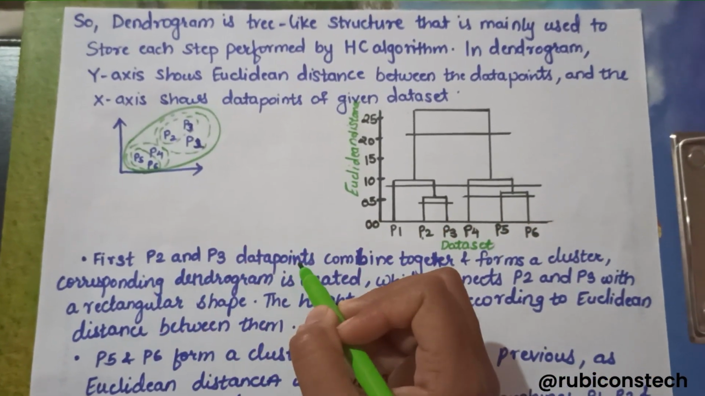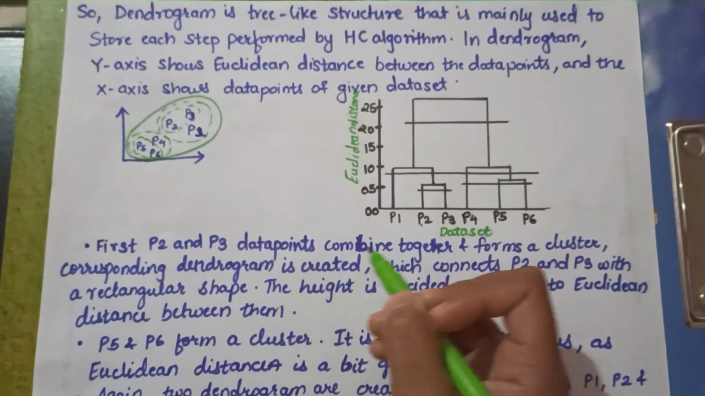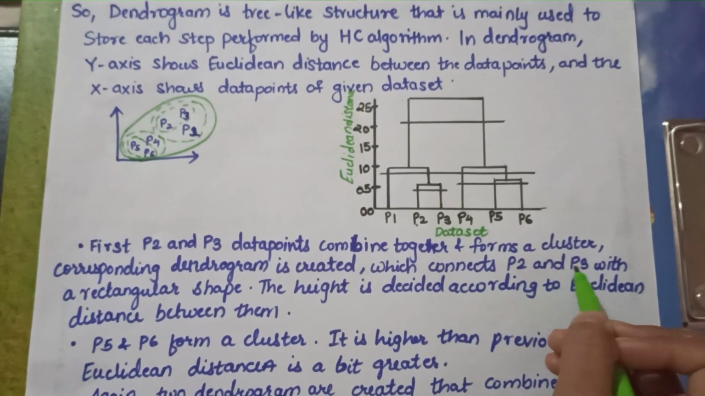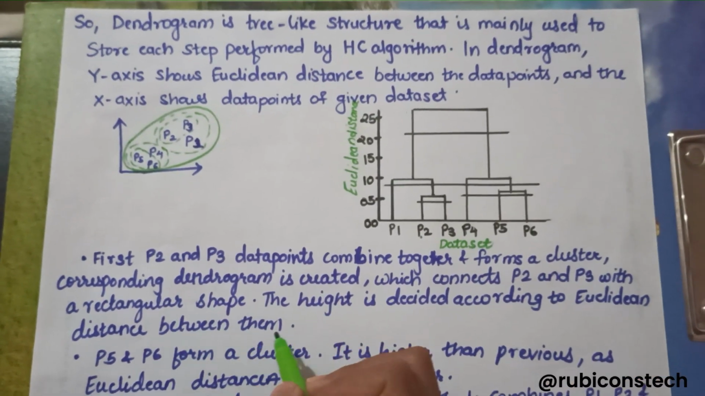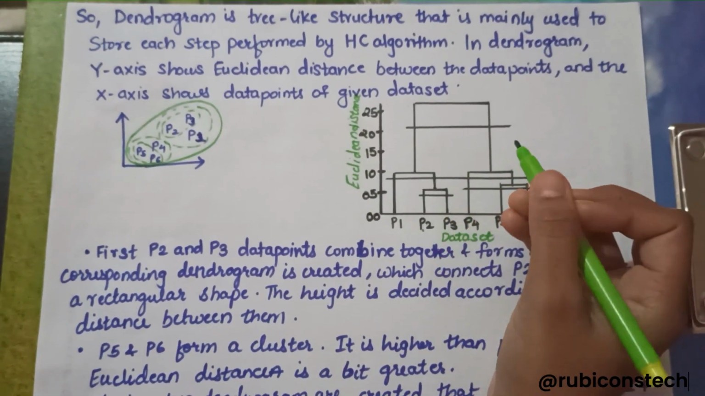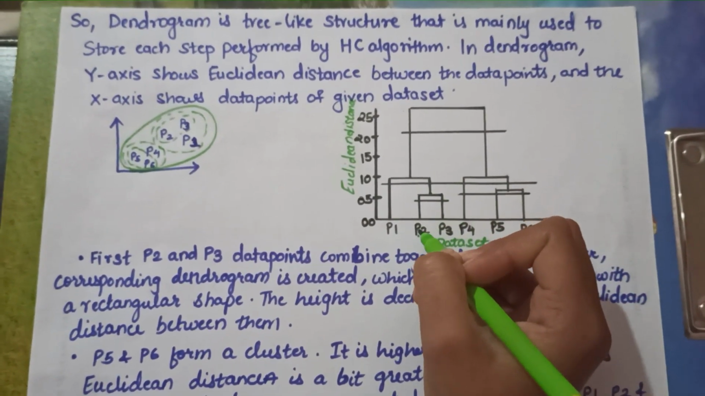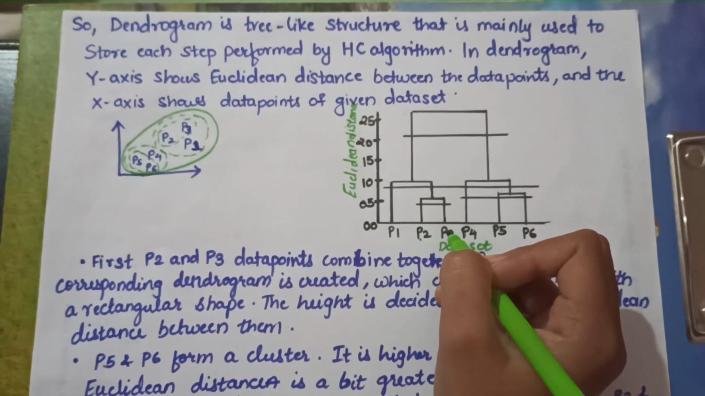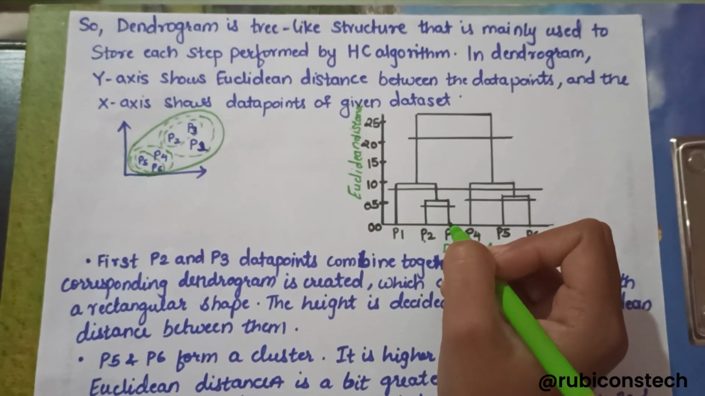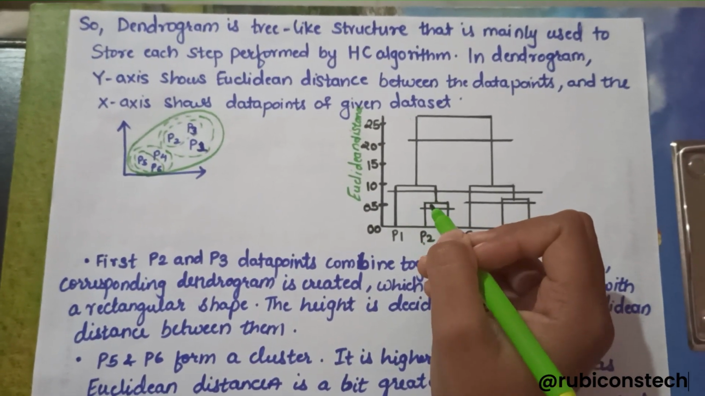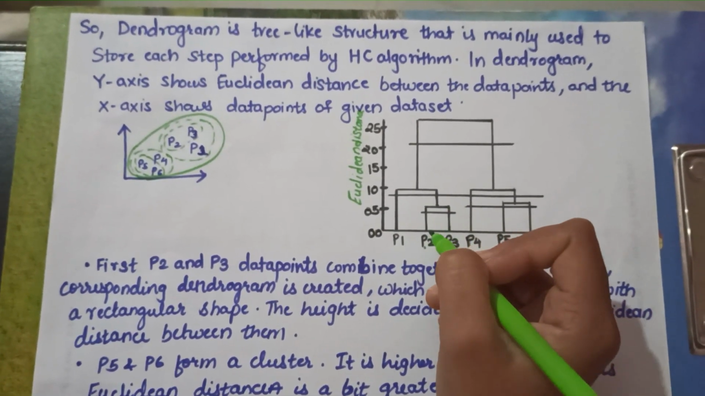First, the P2 and P3 data points combine together and form a cluster. Then the corresponding dendrogram is created, which connects P2 and P3 with a rectangular shape. The height is decided according to the Euclidean distance between them. As P2 and P3 were closest to each other, they were merged into a single cluster. So we have drawn a rectangular shape, and its height represents the Euclidean distance between both the points.